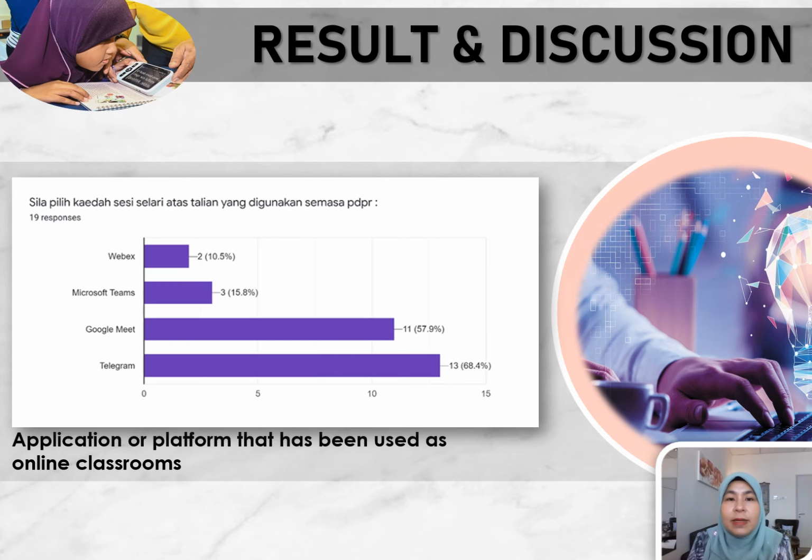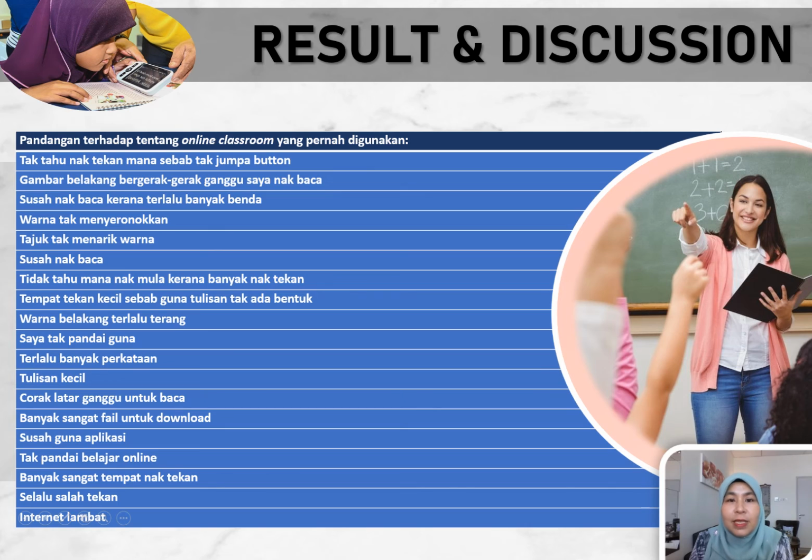This graph represents the result for the question that asked students regarding the application or platform that has been used as their online classroom. Figures show that 10.5% of students use WebEx, 15.8% use Microsoft Teams, 15.7% use Google Meet, while 68.4% use Telegram. The next question is an open-ended question that asks a student's opinion on online classroom platform based on their experience. The figure on the slide shows the answers from the form filled in by the students.